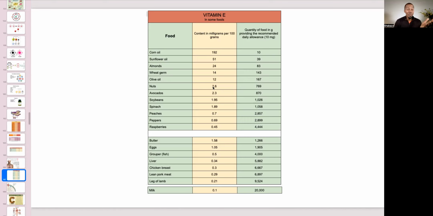So that's only 2.6. And look at this, 760. In order to get the recommended daily amount of vitamin E, you need to have 769. That's over 7 cups of nuts just to get the recommended daily amount of vitamin E. That's why you want to just focus on almonds when you're talking about vitamin E.